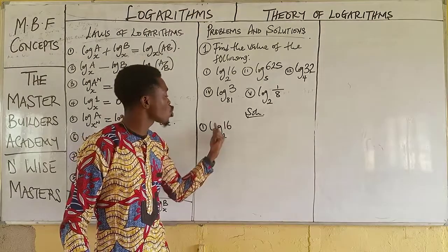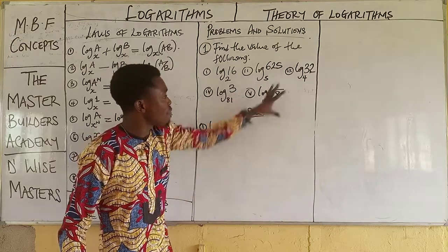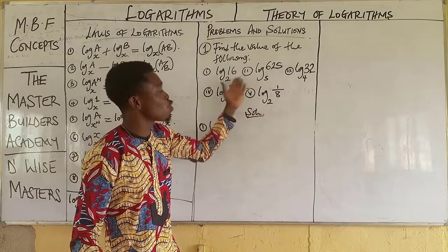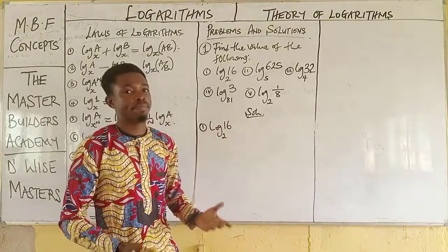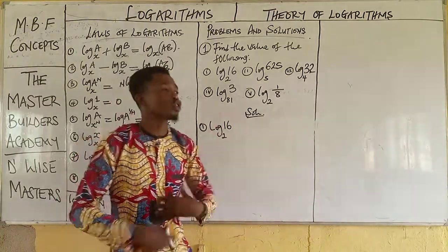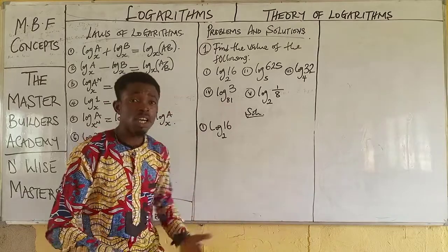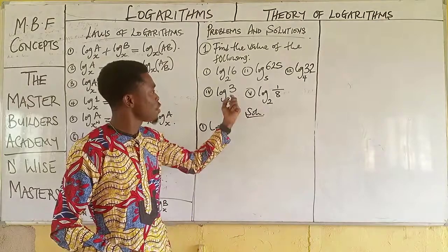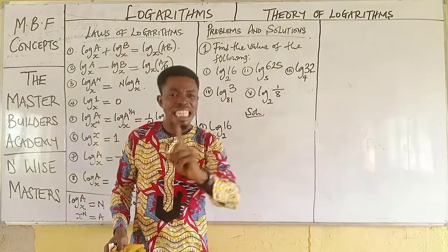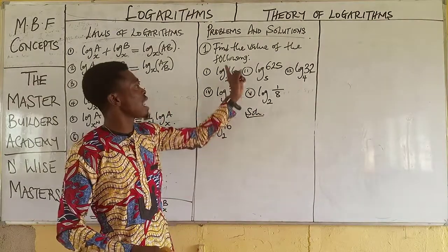So how do we solve this problem that we have on the board, knowing fully well that there is no addition, there is no subtraction, there is no power anywhere? How do we solve this? Now, should I go ahead and make use of law 6, law 7, change the base? No. Now, listen carefully.